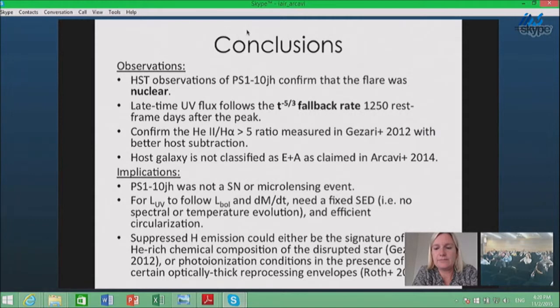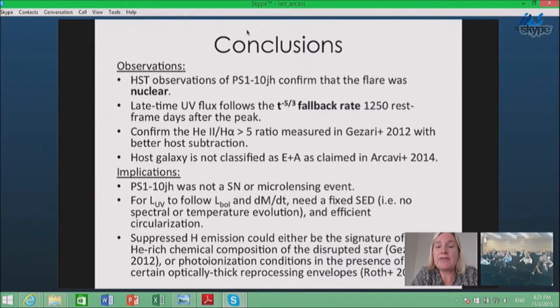No, I was really talking about the primary source of radiation that this envelope is reprocessing. Where is that coming from? The primary source is continued fallback, so the light curve is following the rate at which you'd expect material to be continuing to return to pericenter from the initial disruption. But then we'd see X-rays there, wouldn't we?